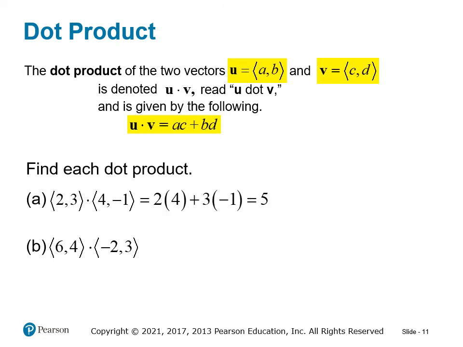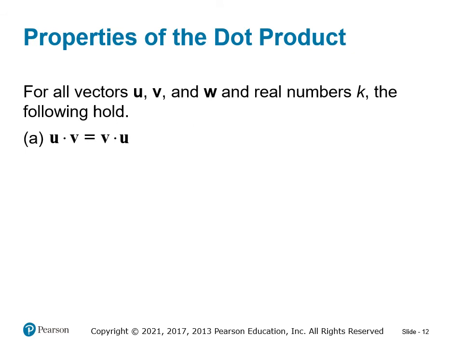So for A, we have 2 times 4, the x values, and 3 times -1, the product of the y values. When we add these together, we get 5. For problem B, we get 6 times -2, plus 4 times 3, and when we add these together, we get 0. Okay? Dot product, very simple to find.